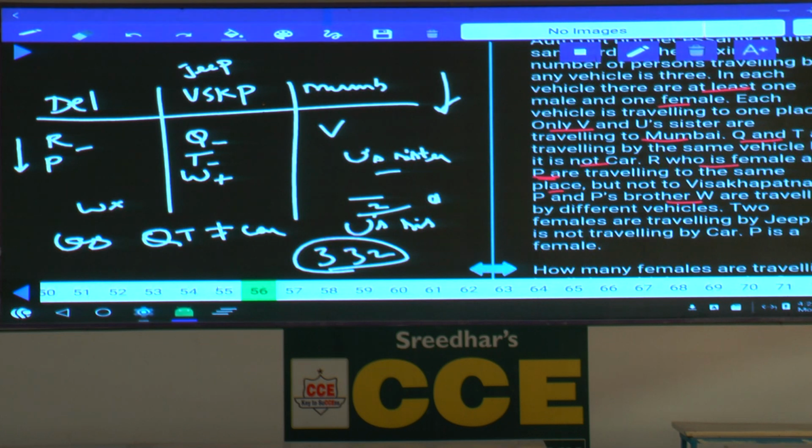S is not travelling by car. As S is not travelling by car, P is a female. As P is a female, this person is again a female. One more male should be there, and who is that person here?